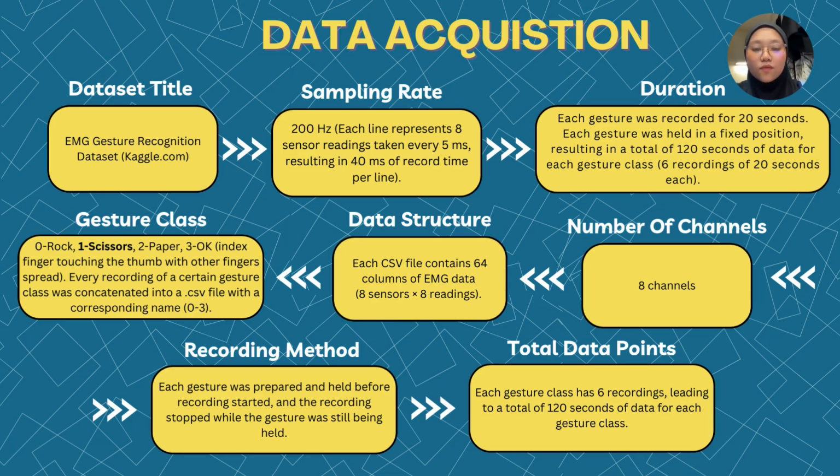The dataset includes 4 distinct gesture classes: Class 0, Rock; Class 1, Scissors; Class 2, Paper; and Class 3, OK, which is the index finger touching the thumb with other fingers spread. For my analysis, I focused on the Scissors gesture, which is Class 1. This gesture involves a specific muscle activation, making it an excellent choice for studying EMG signal patterns.